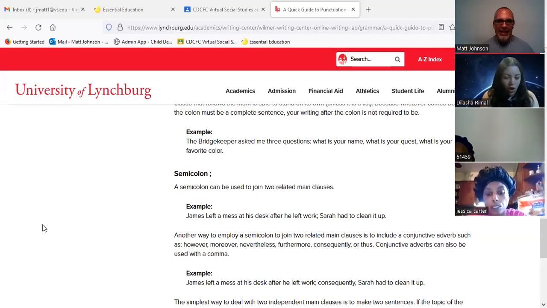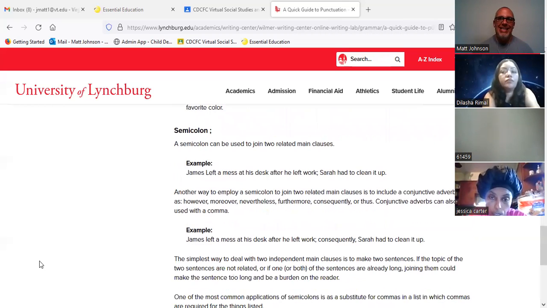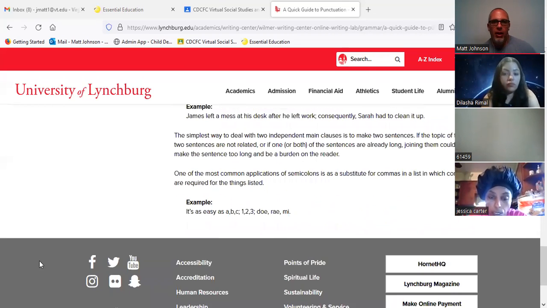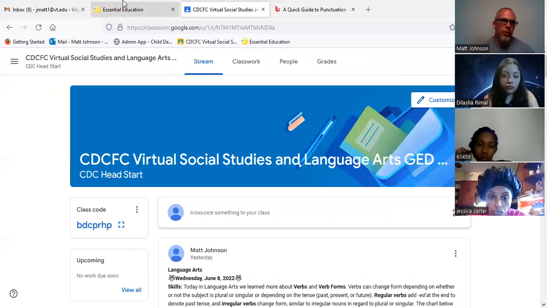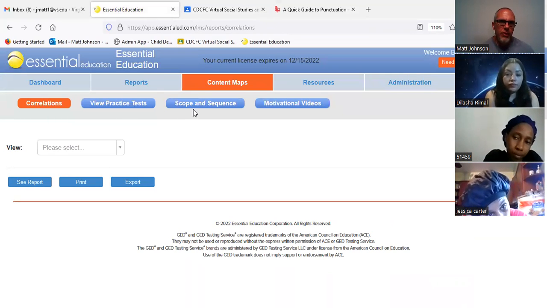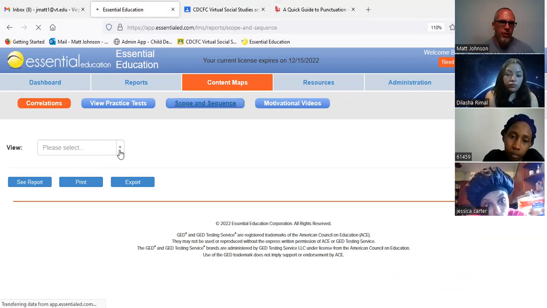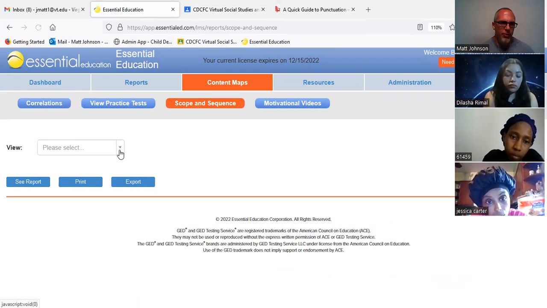James left a mess at his desk after he left work; consequently, Sarah had to clean it up. Semicolon on the first side, comma on the second side, okay? Only in between two independent clauses. All right, so that's a little primer here. We'll deal with that a little bit more as we move down the road. So we'll go ahead and jump over to the lesson on using quotes now.